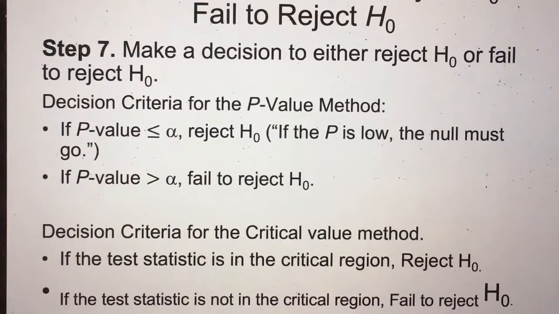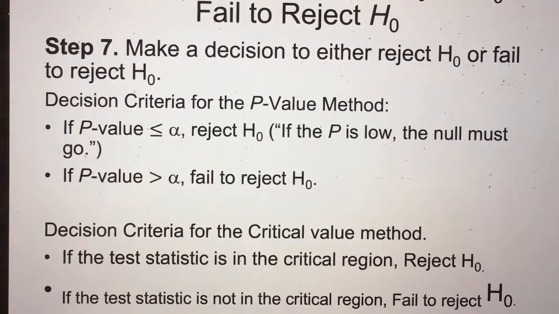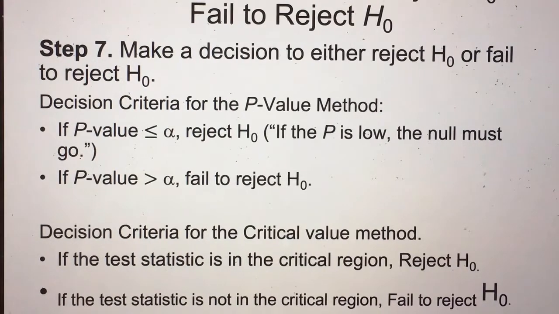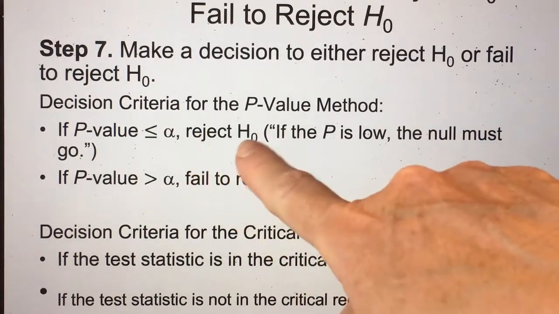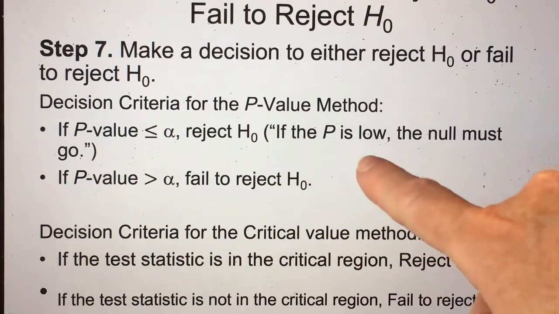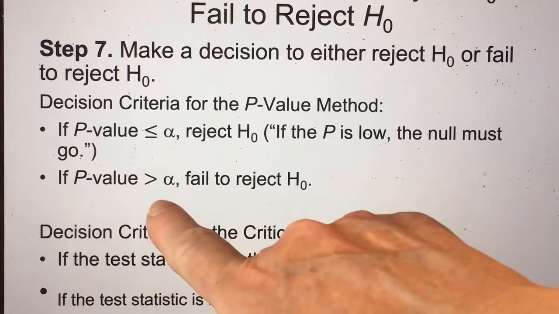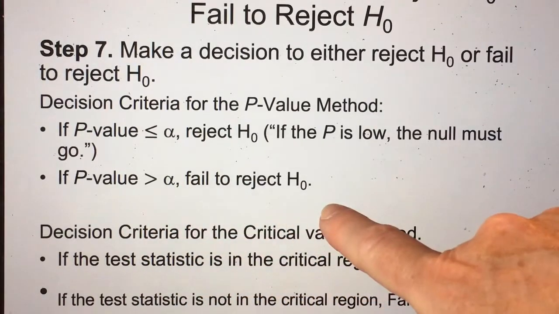So then, let's say, how do we make that decision? Make a decision to either reject H sub O or fail to reject H sub O. We never say we accept H sub O. We just either reject it or we fail to reject it. The decision criteria for the p-value method: if the p-value is less than or equal to alpha, then we reject the H sub O. If the p is low, the null must go. If the p-value is greater than alpha, we fail to reject the H sub O.